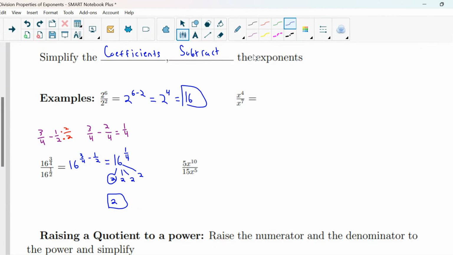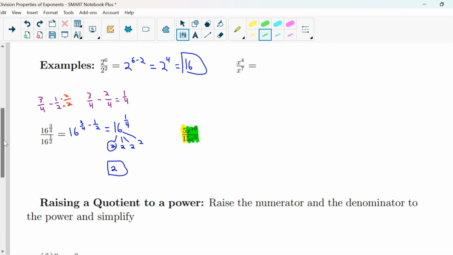Okay, I'm going to skip both of these on the right side. If you give these a try, this one is very similar to the first example. And in our second example here, you need to split your coefficients, simplify those, and then simplify your variables.